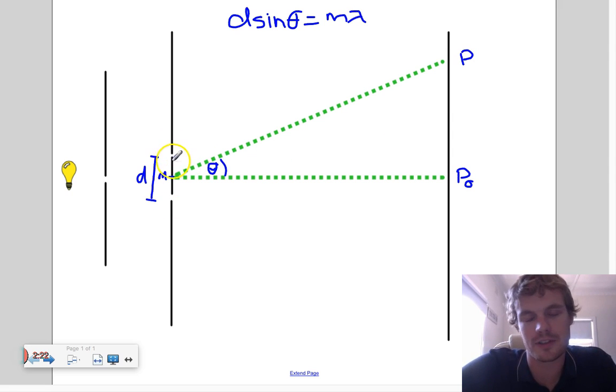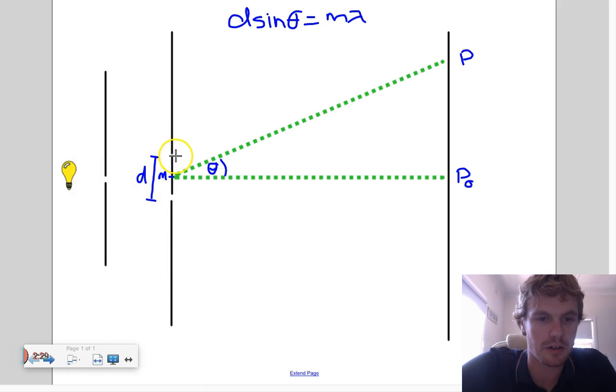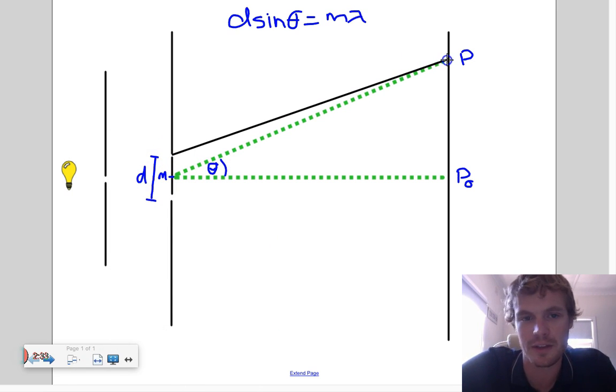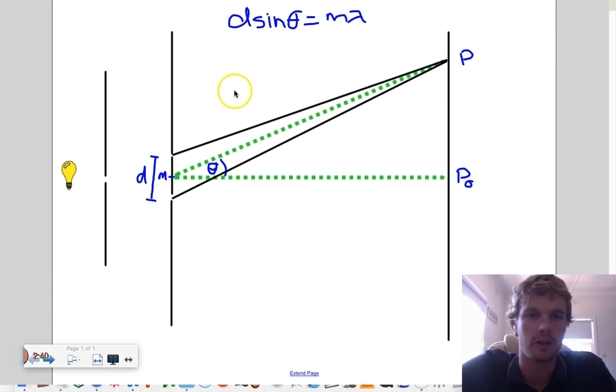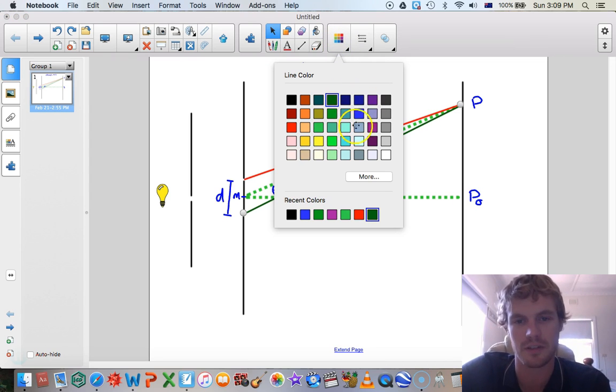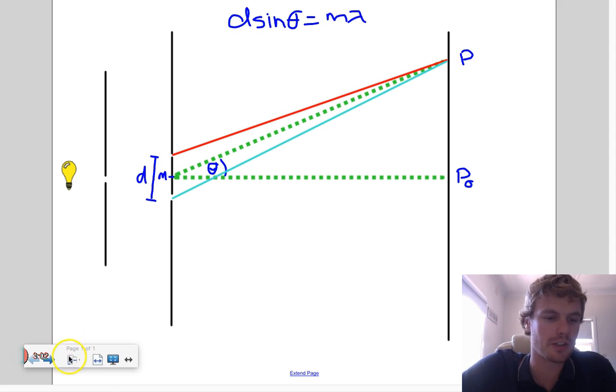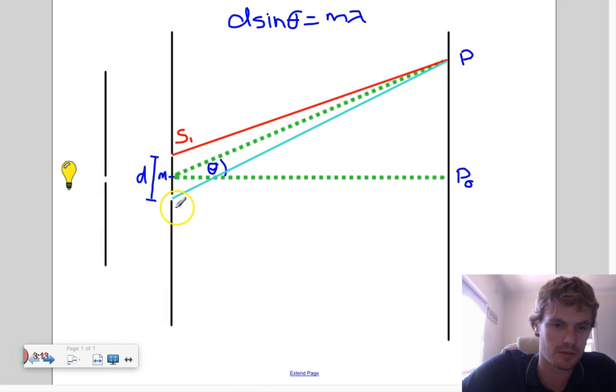So the light coming from the two slits to point P will look something like this. So I'll have one wave of light reaching up there like that, and the one down here travels from there to there. I'm going to change the colour of them to make it easy to see. So the top one's going to be red, bottom one is going to be light blue. I'm going to call the top wave S1, and I'm going to call the bottom wave S2.